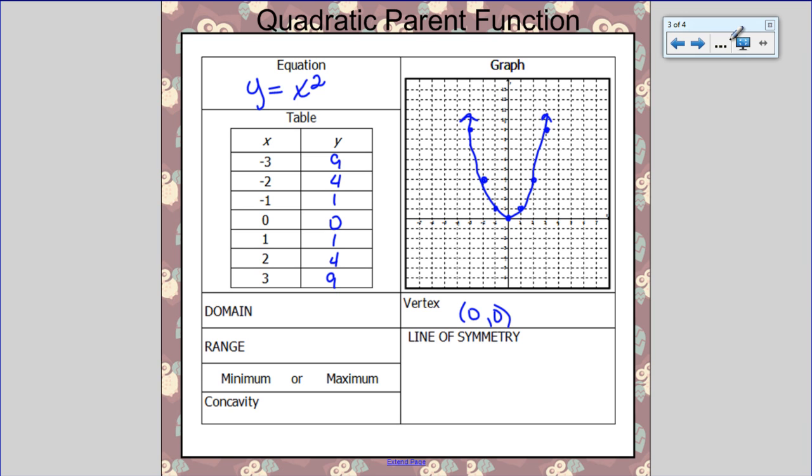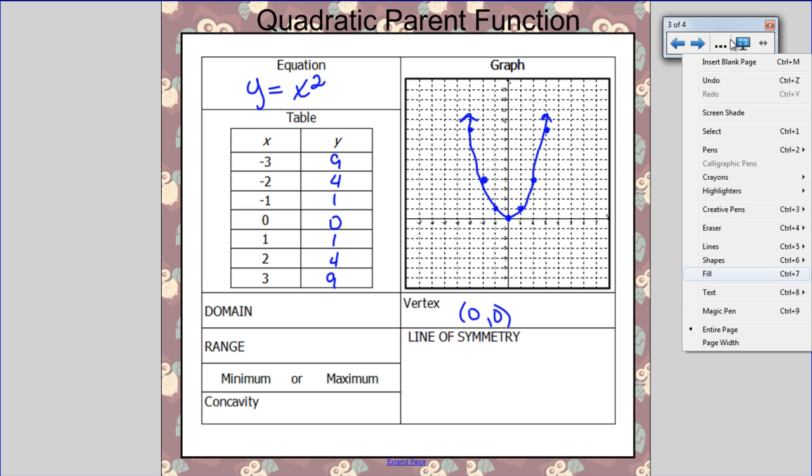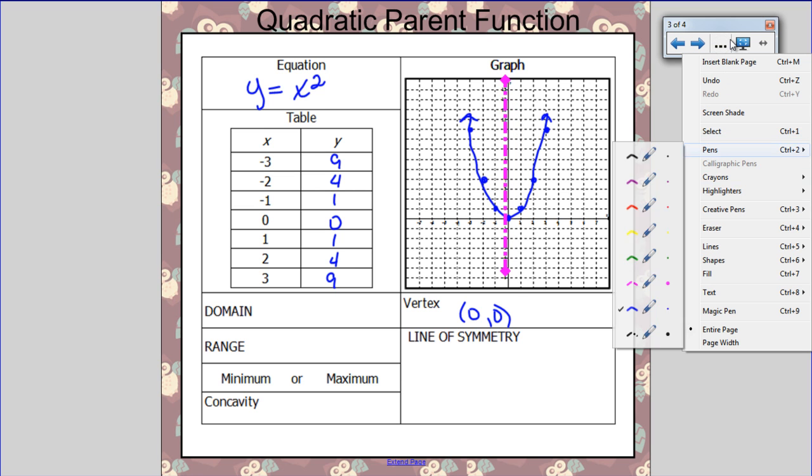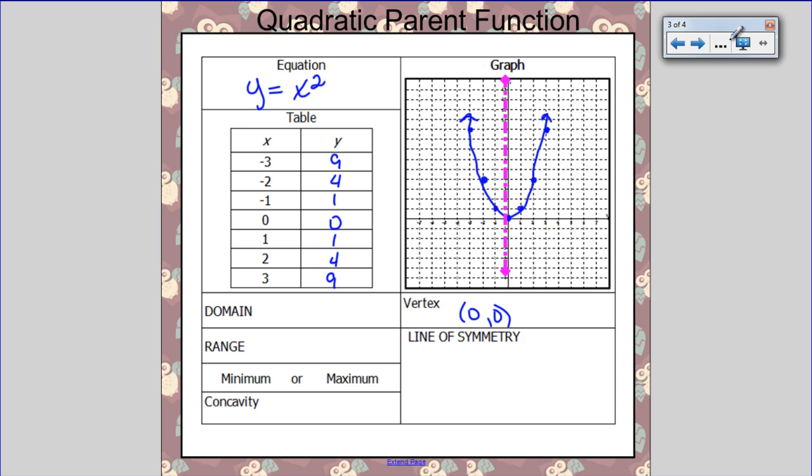And my line of symmetry that cuts it in half, the line that goes directly through the center of that parabola, is right here. It happens to be the y-axis in this problem because my vertex is at 0, 0. So my line of symmetry is x equals 0. So that's the x value of my vertex. The domain is all real numbers because I had arrows on the end. And the range, it starts at 0 and gets bigger, so it's going to go greater than or equal to 0. Its vertex is a minimum because it sits at the bottom of the parabola, and it is concave up.